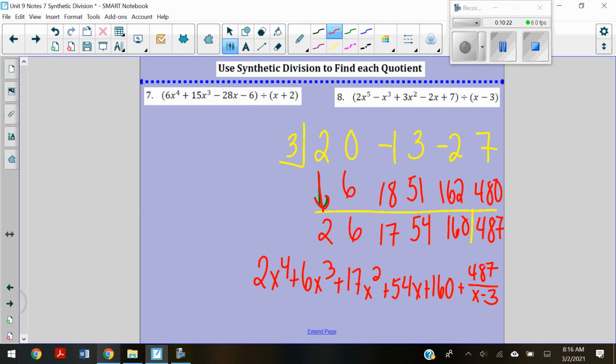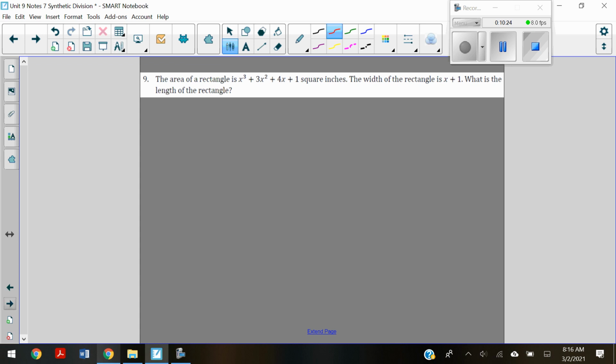All right, let's go ahead and jump into some word problems. I'm only going to make us do 9 and we'll set up 10, but I won't make us do 10 all the way through. Deal? Deal. All right, so the area of a rectangle is x cubed plus 3x squared plus 4x plus 1 square inches. The width of the rectangle is x plus 1. What is the length of the rectangle?